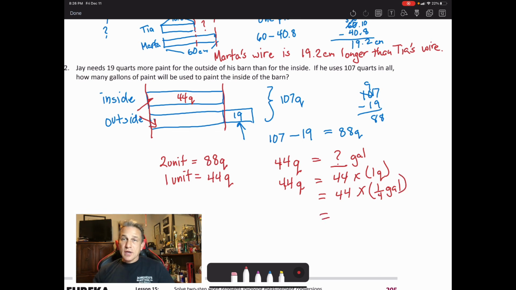So that means I have to figure out, in gallons, it's going to be 44 times 1/4, or 44 fourths. And 44 fourths is 44 divided by 4. And 44 divided by 4 is 11. So this will be 11 gallons.